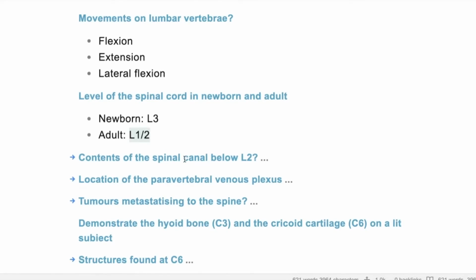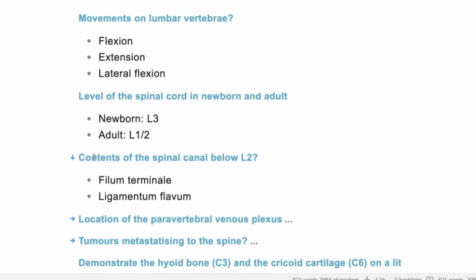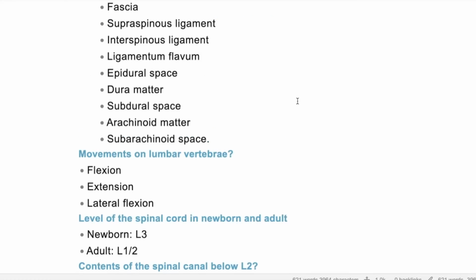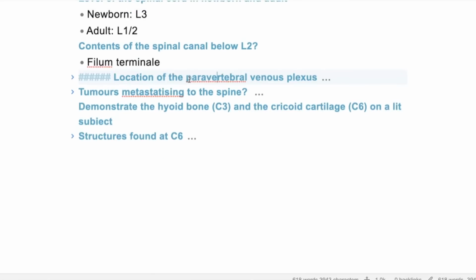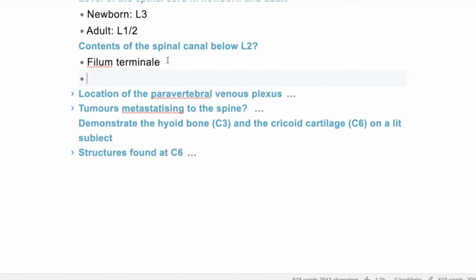It's conus medullaris and filum terminale. Yeah, I'm sorry, it's not ligamentum filum. That's completely wrong. I need to edit this, so let me just edit it now. So yeah, it's conus medullaris and filum terminale. All right. Okay, well done.